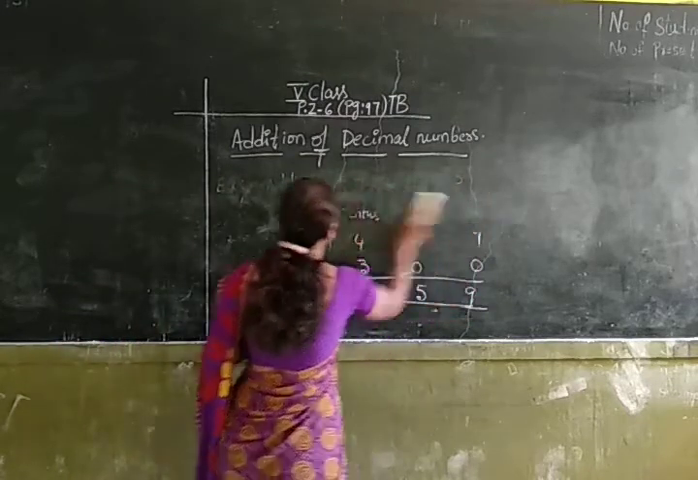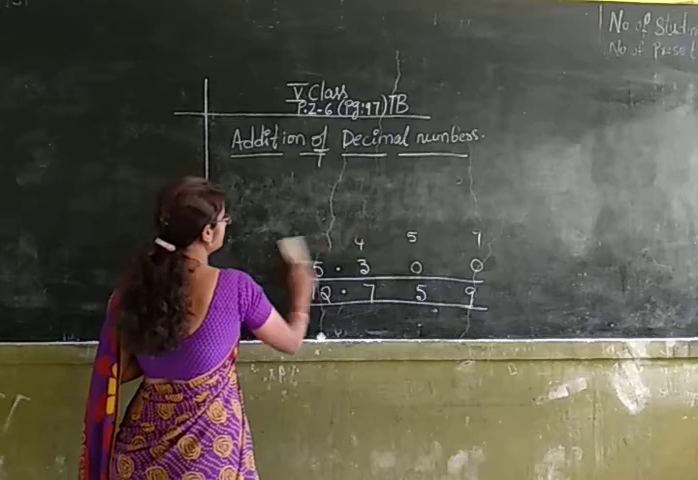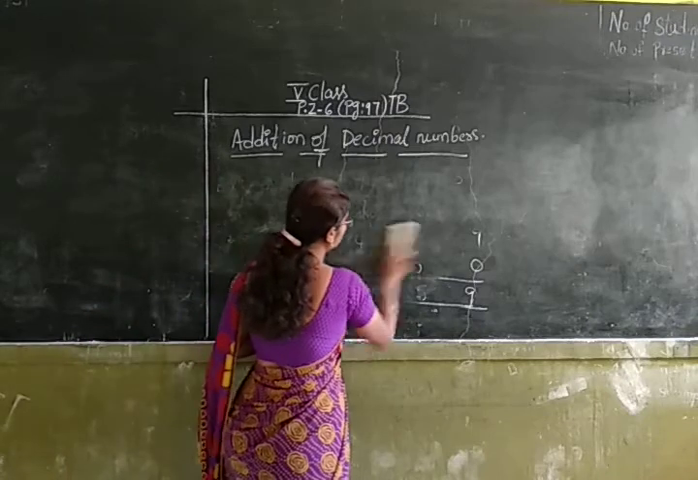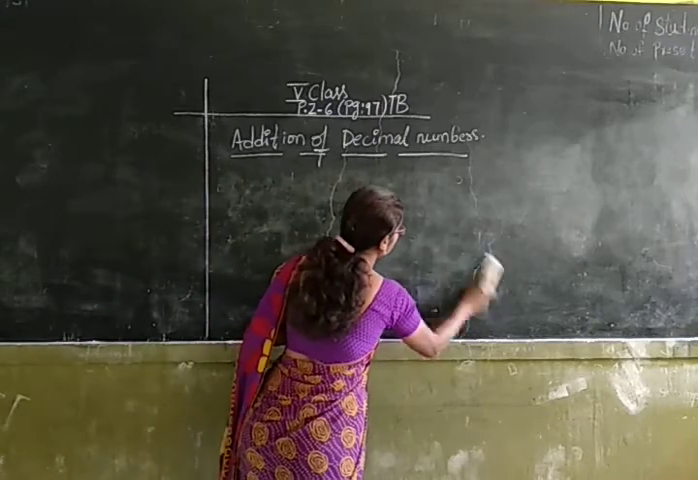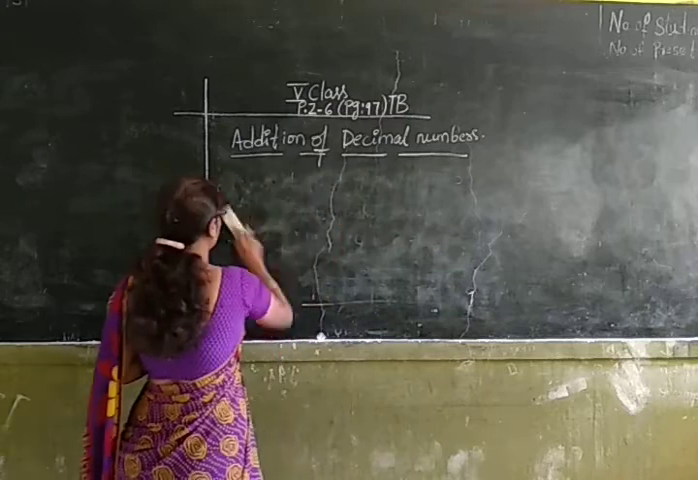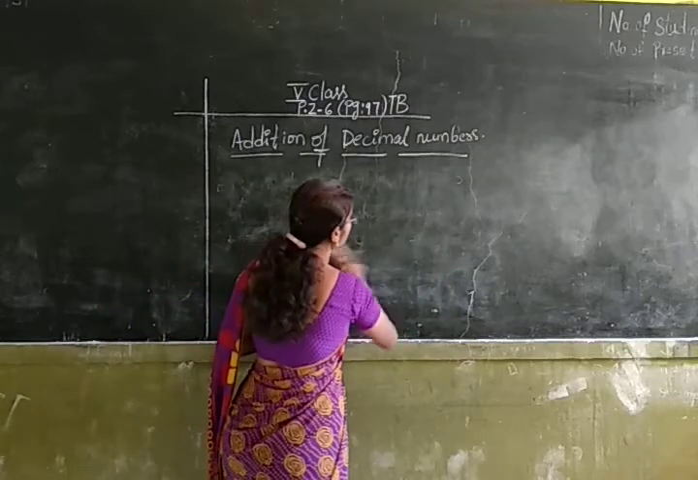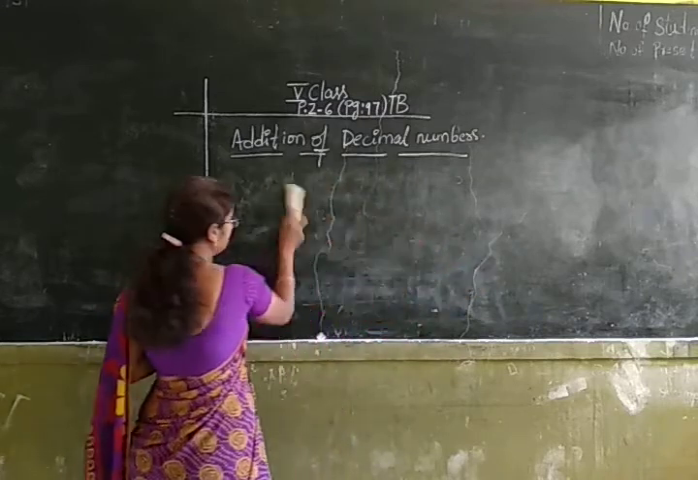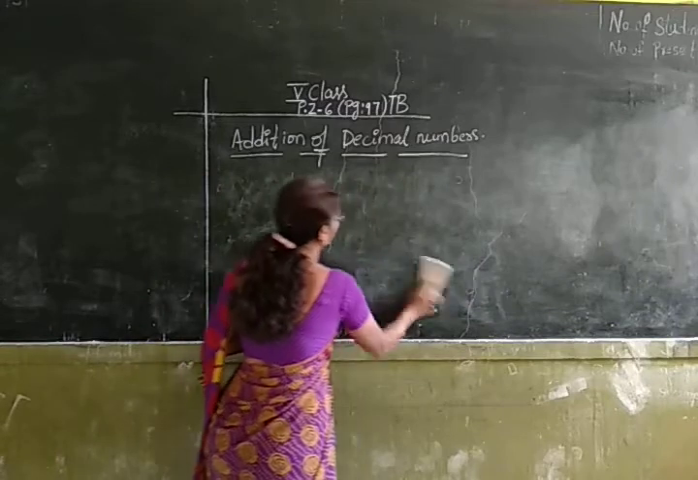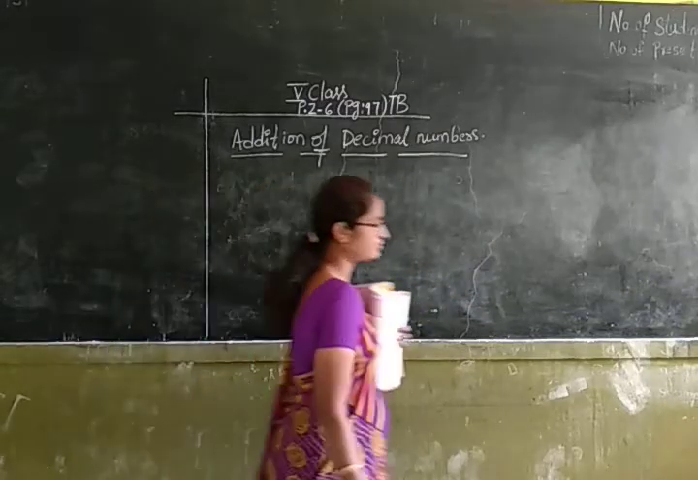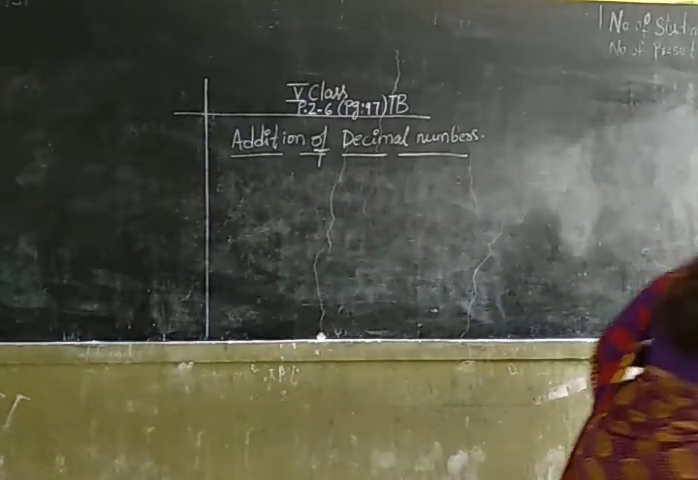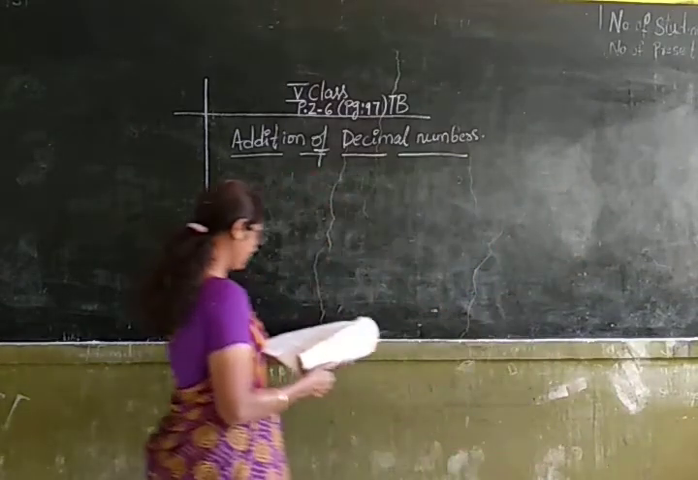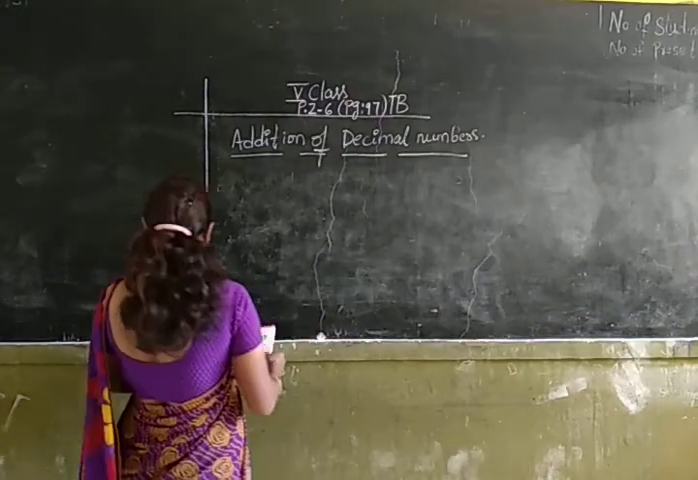So I have placed zeros in the places where the digits are not given. Okay, children? You shouldn't write the zeros in the middle of the numbers, but you can write zeros at the end of the numbers. By writing the zeros at the end of the number, the value does not change. Okay, children? Let us do another example.